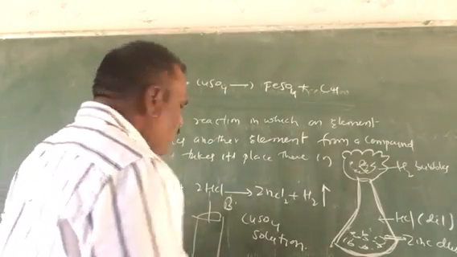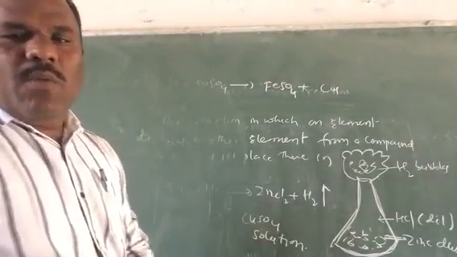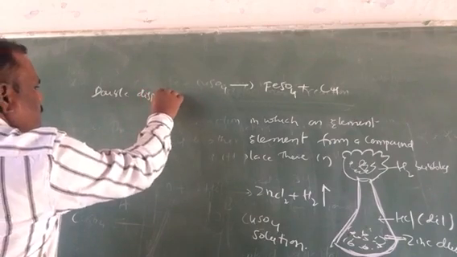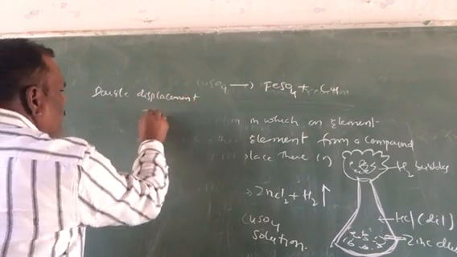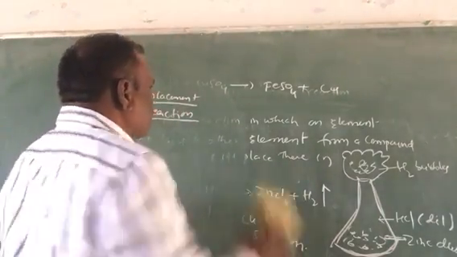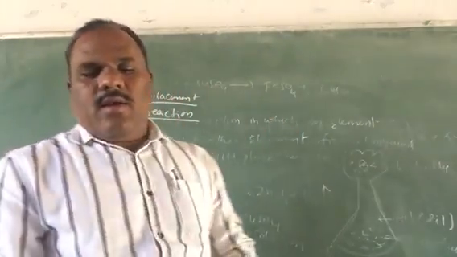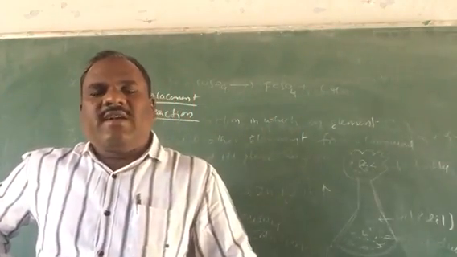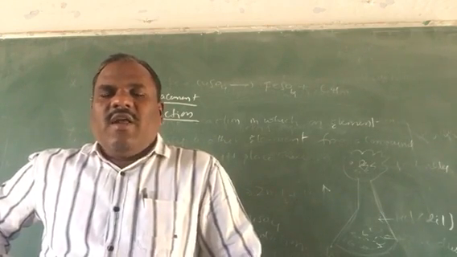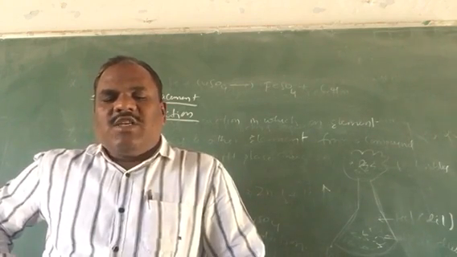Let us take one more type of chemical reaction, that is double displacement reaction. What is called a double displacement reaction? In a double displacement reaction, if two reactants exchange their constituents chemically and form two products, then the reaction is called a double displacement reaction.